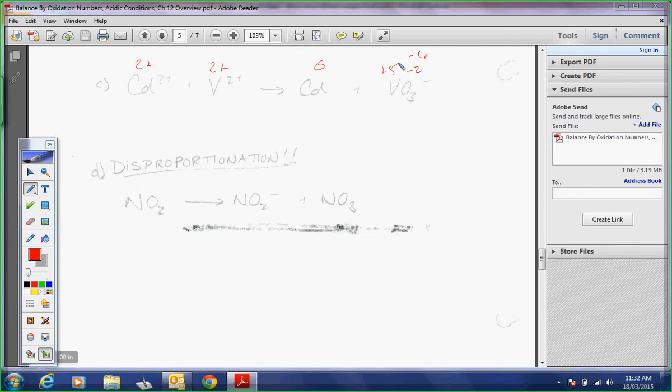So the cadmium went from positive 2 to 0, and the V's went from positive 2 to positive 5. Because the Cd's charge went down, it must have been reduced, and therefore it gained 2 electrons. And the V's must have been oxidized because their number went up, and it must have lost 3 electrons. And that was the quiz, so we're all feeling good with that, hopefully.